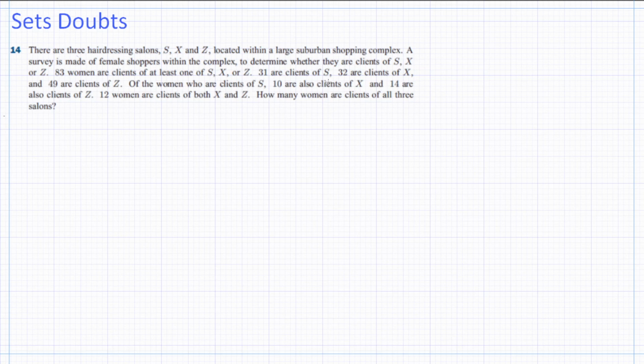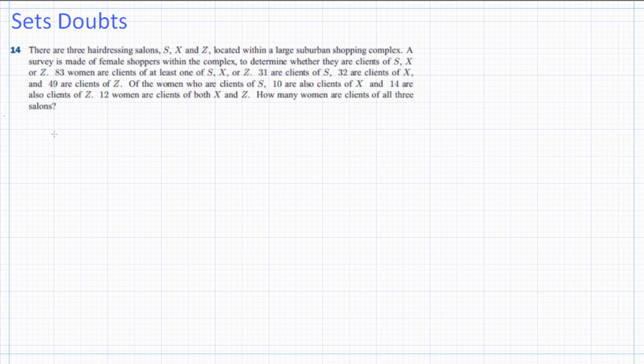31 are clients of S, 32 are clients of X, and 49 are clients of Z. Of the women who are clients of S, 10 are also clients of X, and 14 are also clients of Z. 12 women are clients of both X and Z. How many women are clients of all 3 saloons?